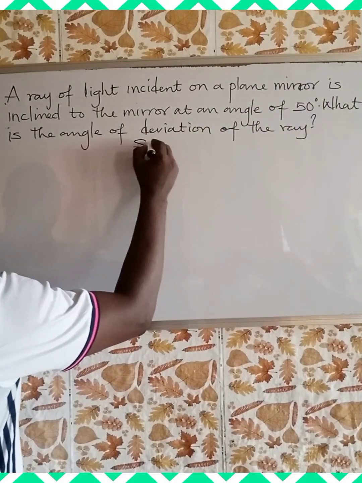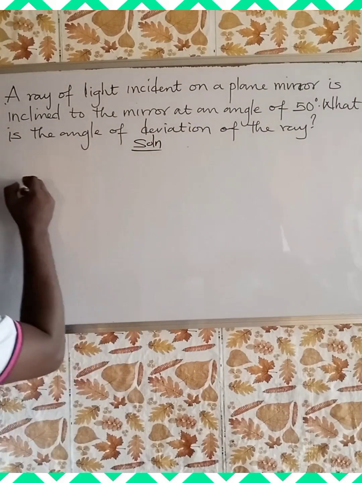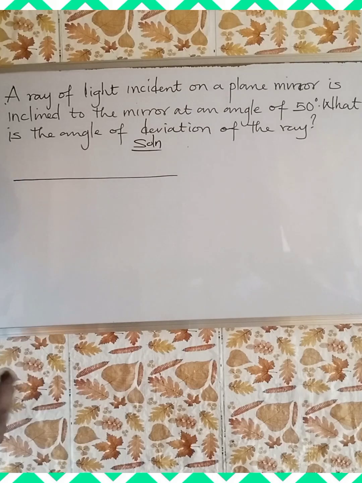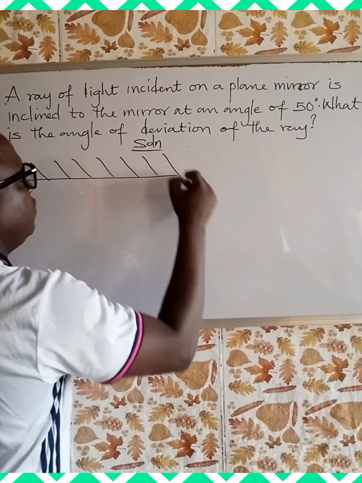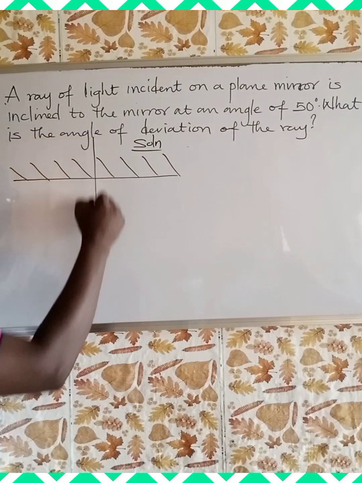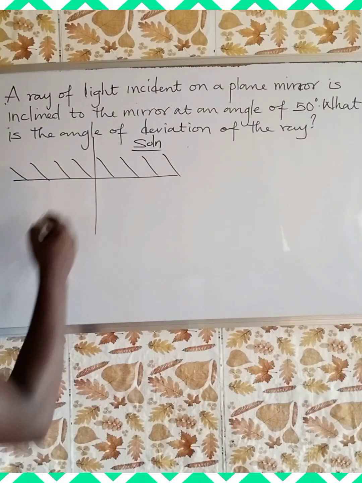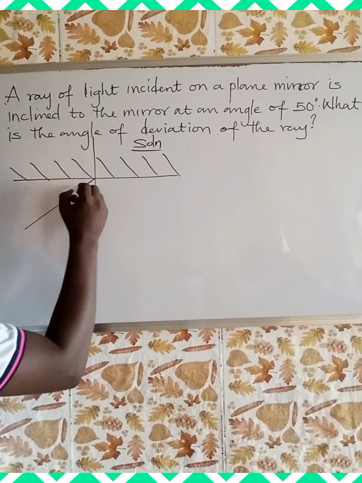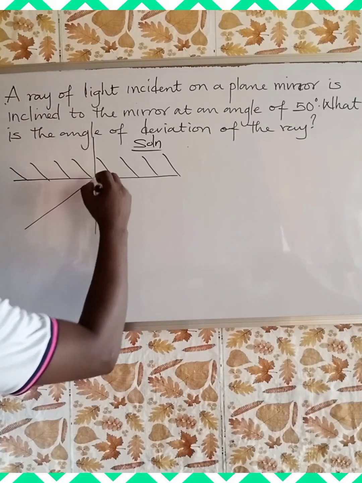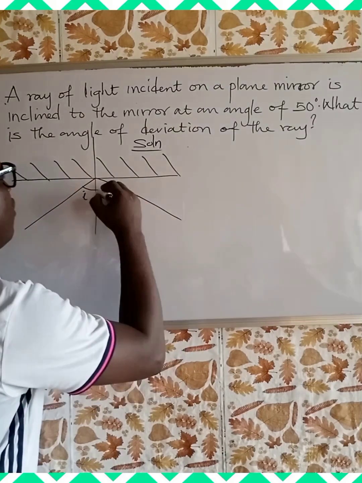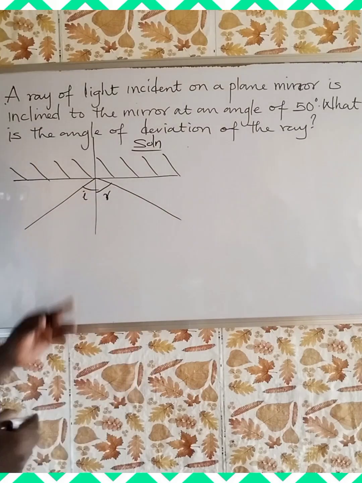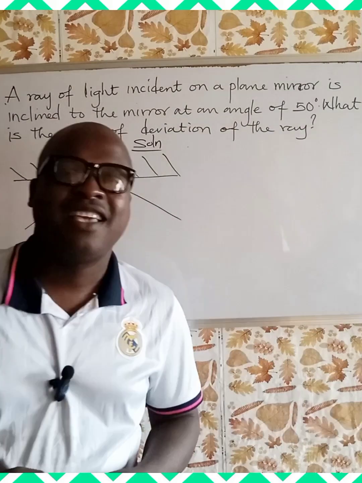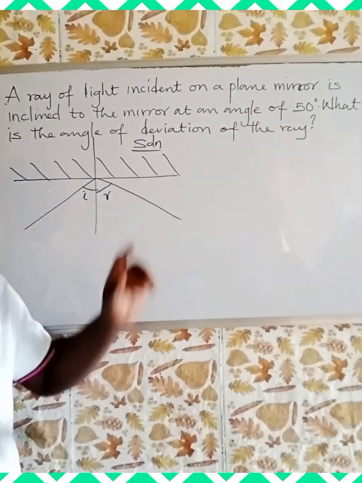That means we are going to have a solution. We are going to draw the mirror. This is our plane mirror. Then we have the normal. This is the normal. Then we are also going to have the angle of incidence and also the angle of the reflected ray. So here we have the angle of incidence and the reflected angle.